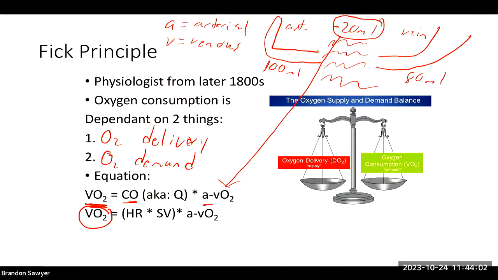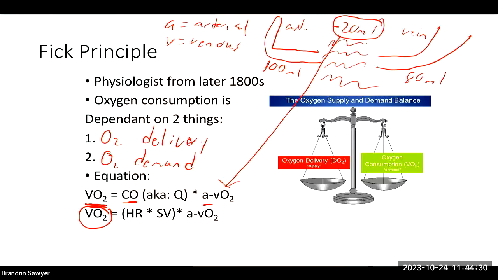Is there a certain percentage that it's supposed to be? I just made up numbers right there, but the resting AVO2 difference is normally around 4 or 5 mL, and then that can go up to around 20 when we're at maximal exercise. Yeah, good question. Other questions on those?